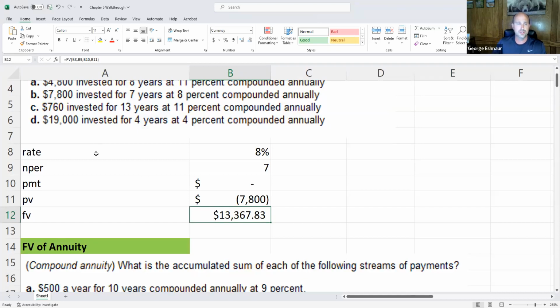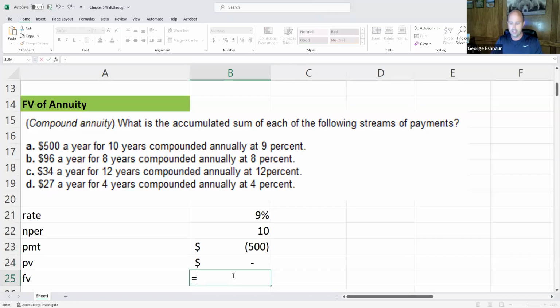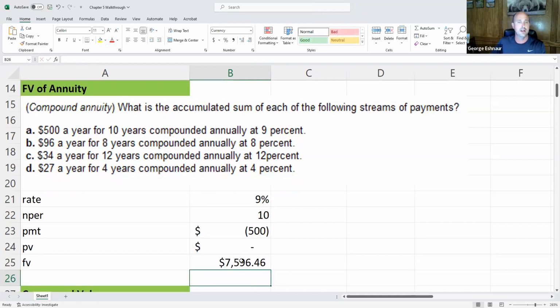We've also, this chapter, been introduced to annuities, so a consistent payout over a particular period of time. But this is the same thing that we're looking at in terms of future value and compounded interest. It's just phrased differently as an annuity. And so this first one, we've got 9% for 10 years. And on an annuity, though, we did not have an initial present value investment. It's a payout of $500 every year. And then what we have to do is just, again, do the future value, the rate, number of periods, our payment, and our present value, hit enter, and that's our answer.